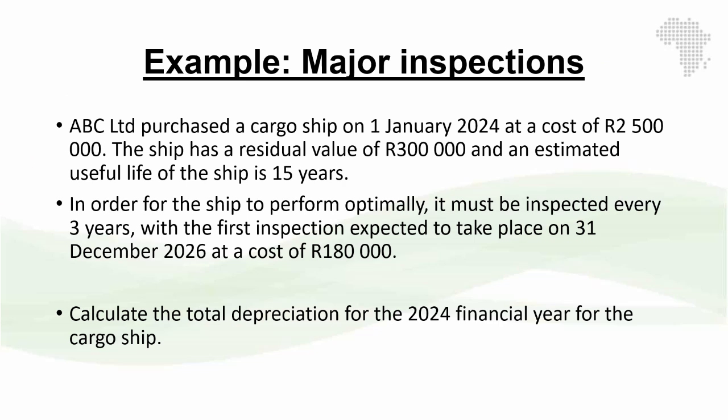So if we look at this example, it says to us that we've purchased a cargo ship on 1 January 2024 at a cost of 2.5 million Rand. The ship has a residual value of 300,000 Rand and an estimated useful life of 15 years. So I've got the cost, the residual value, and the useful life, but then it says to me, in order for the ship to perform optimally, it must be inspected every 3 years. So now I've got this additional requirement that every three years someone must inspect.